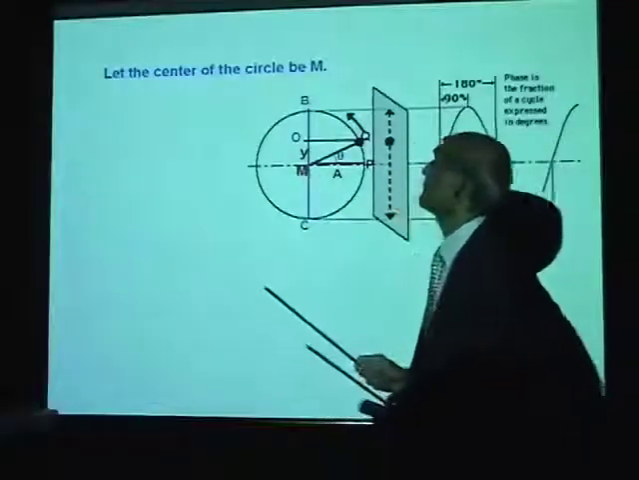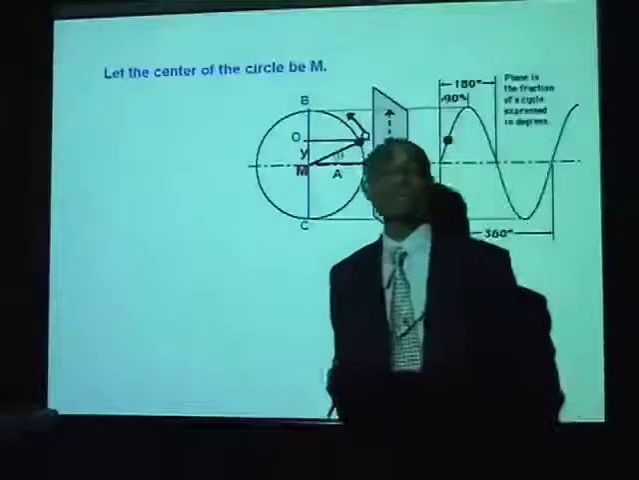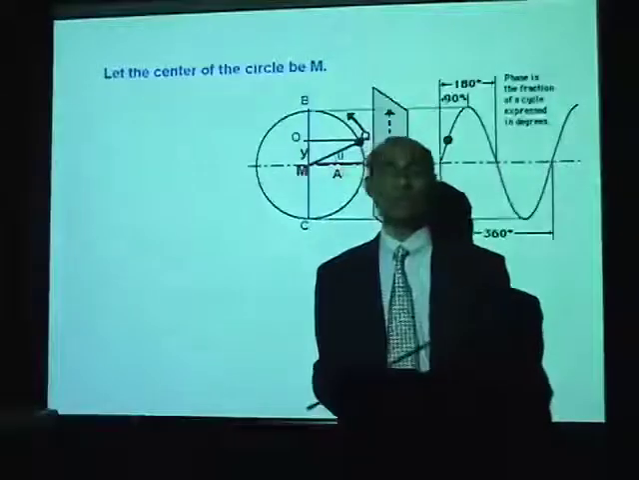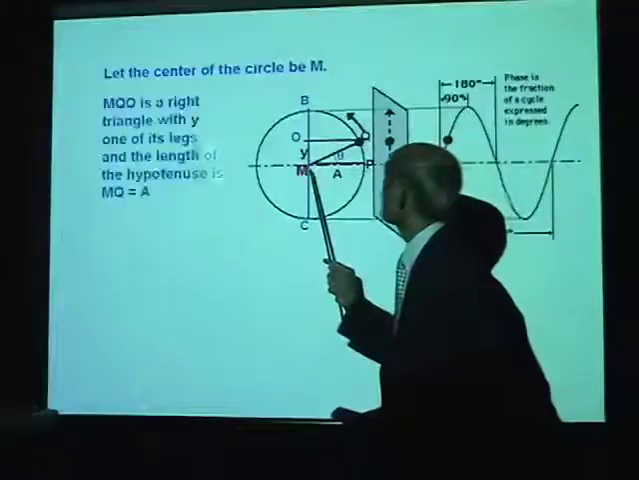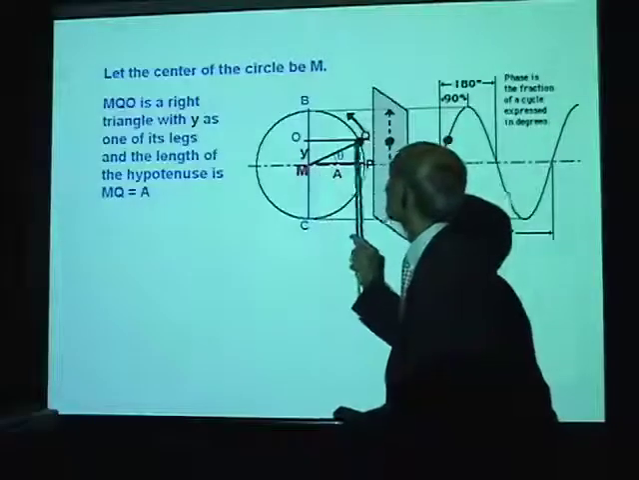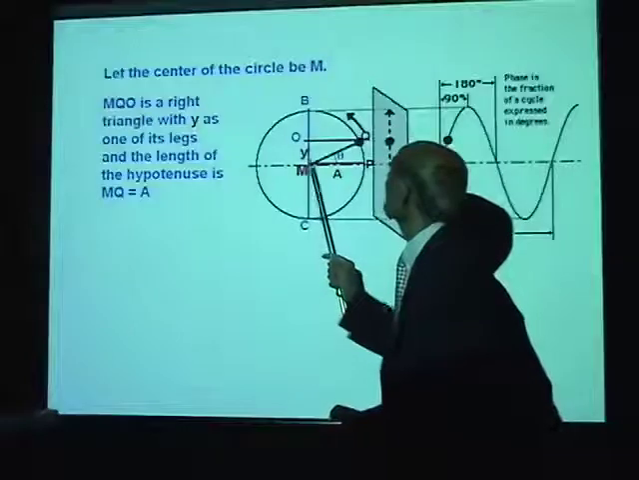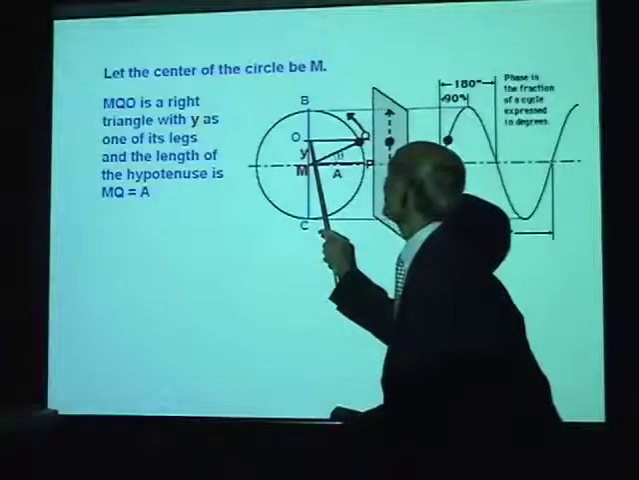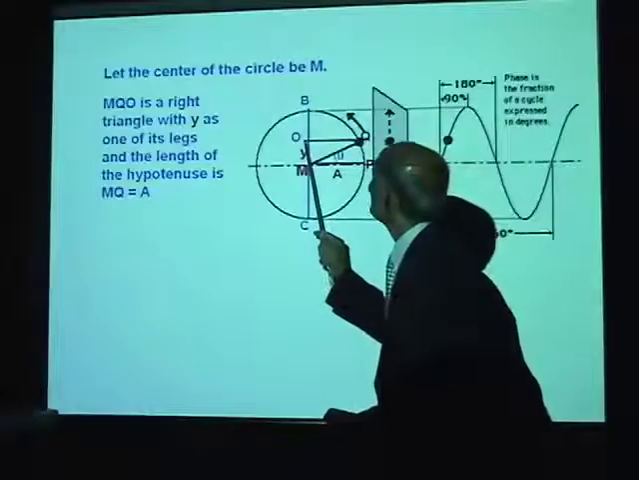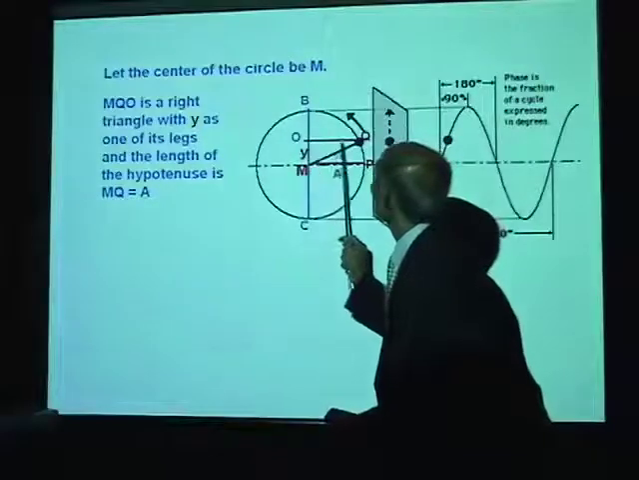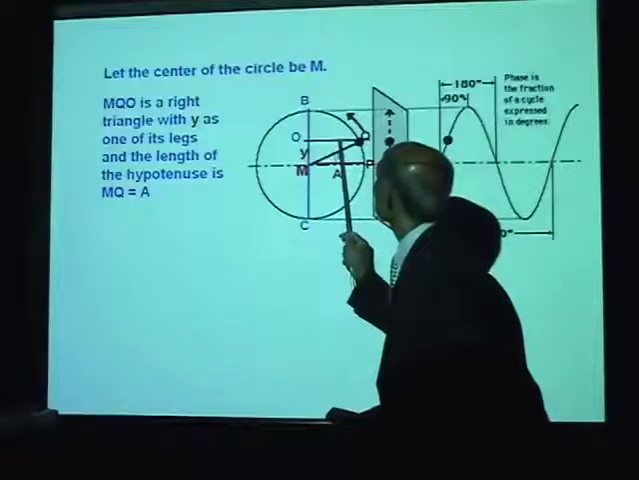Alright, let the center of the circle be M. That's the center. And we are now going to obtain a mathematical equation for y. Okay? So watch this carefully. We have a right triangle MQO where MO equal to y is the opposite side to this angle.